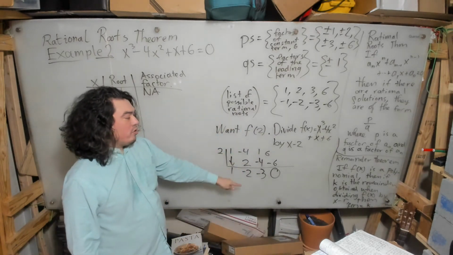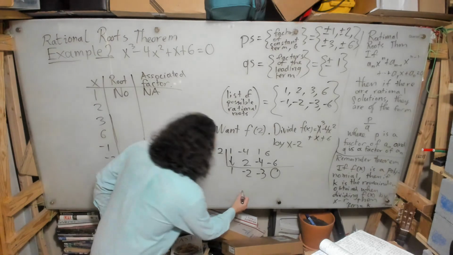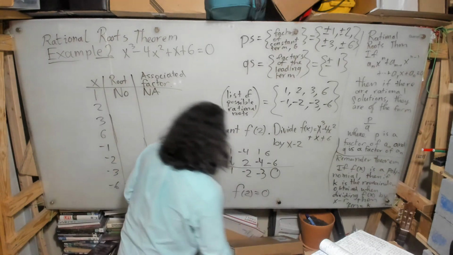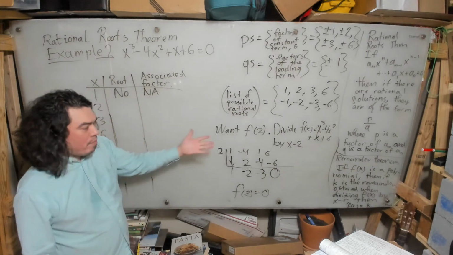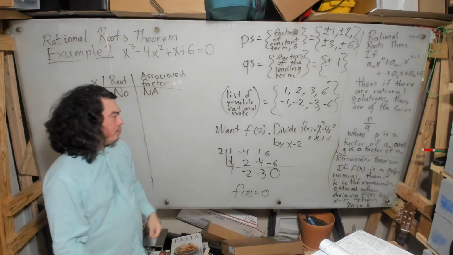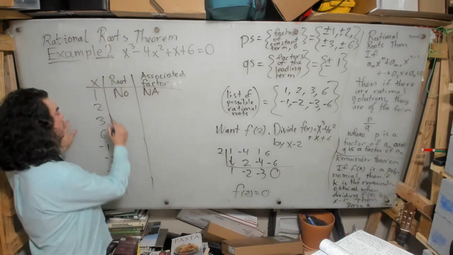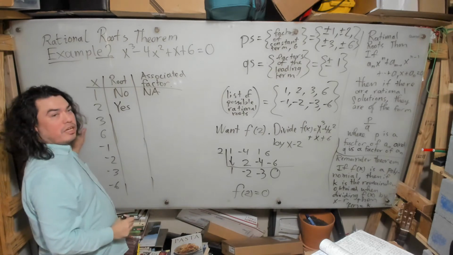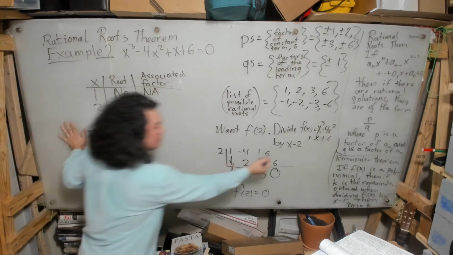Here I have a remainder 0. What does that tell me? That f of 2 is equal to 0. And that we got from the remainder theorem and using synthetic division. Notice how fast that was. Okay? So is this a root? Yes. And is there an associated factor? Yes. The x minus 2.